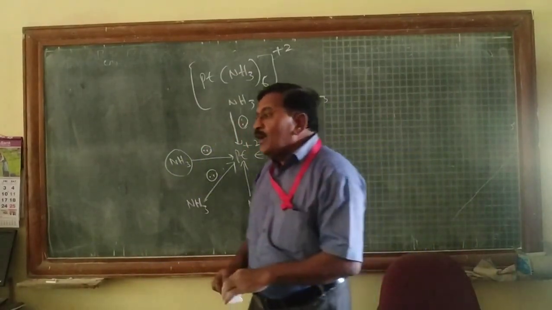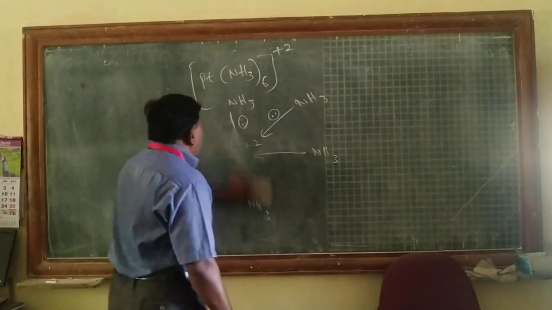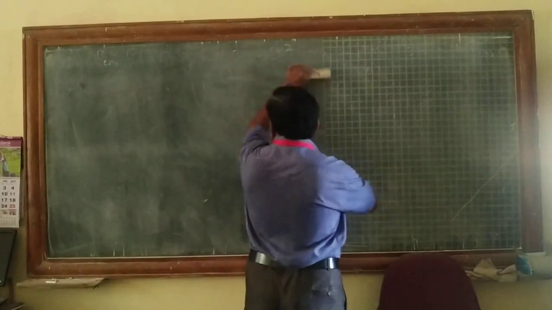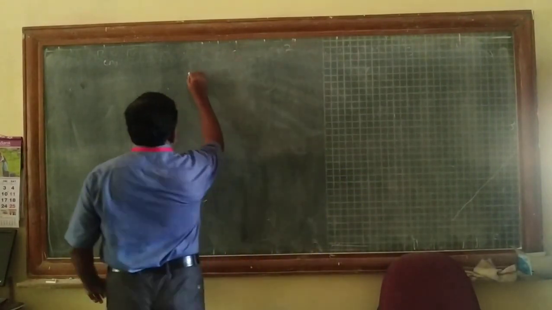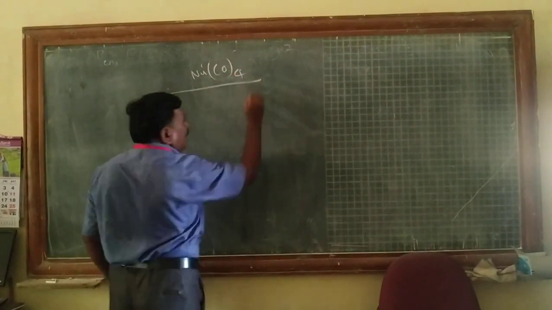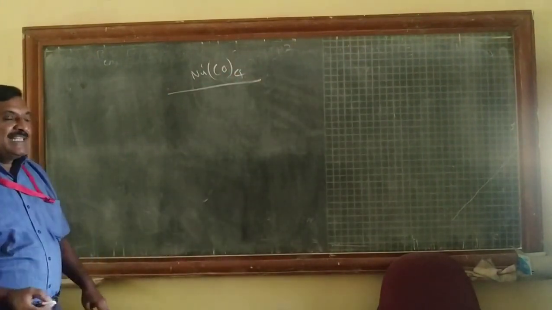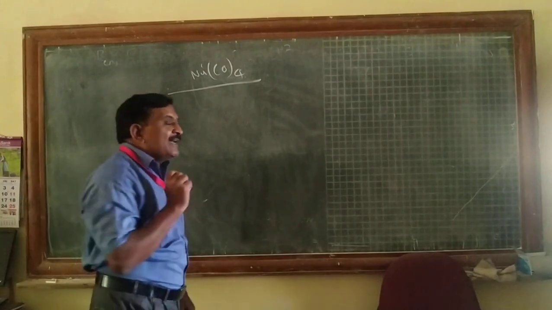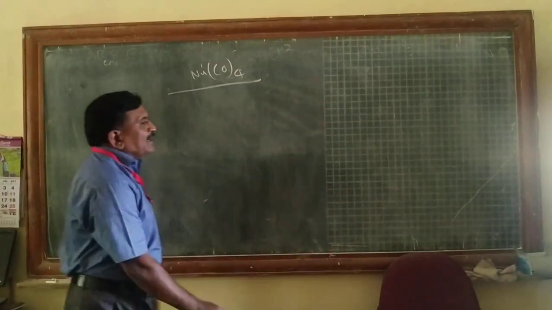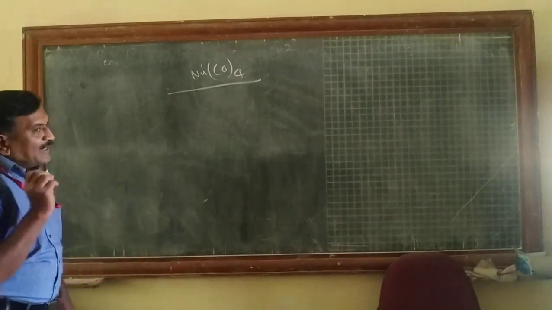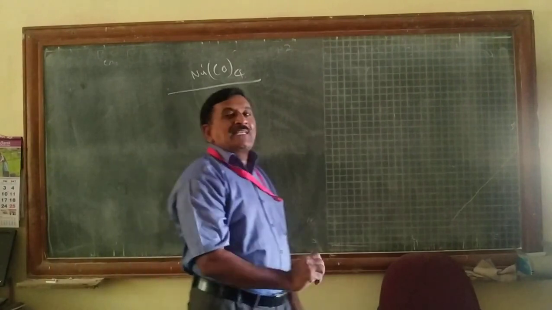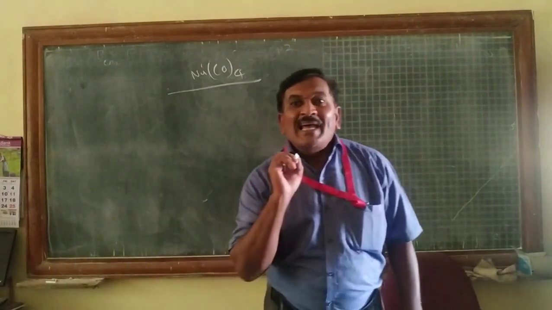In the same way, some more examples of coordination compounds: Ni(CO)4, nickel tetracarbonyl. This is another example of a coordination compound. In this example, the carbonyl groups are called ligands.